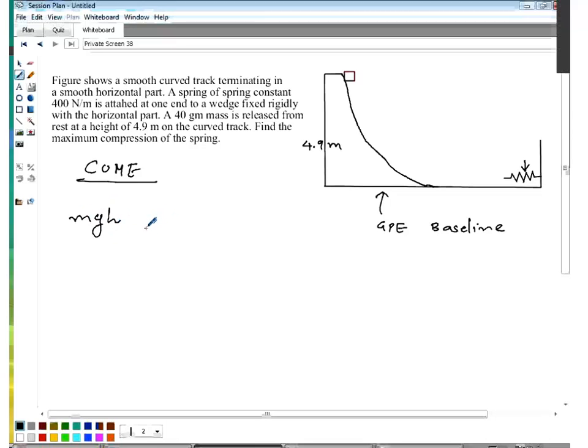mgh, kinetic is 0 as it is released from rest. Spring is not compressed initially. Spring energy is 0. Finally, GPE is 0. And maximum compression means what? Maximum compression means speed will become 0 again. So kinetic is 0. You will just have spring energy finally. That's it. Just solve for x.